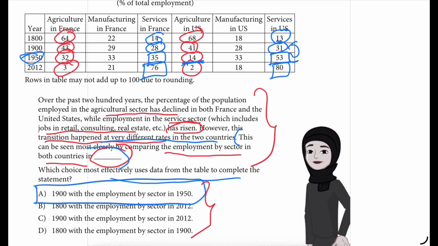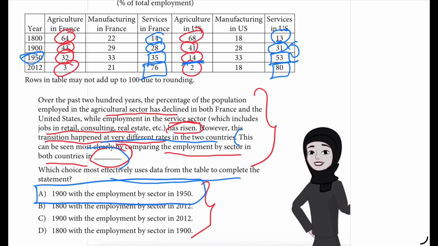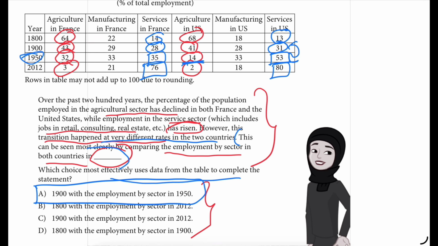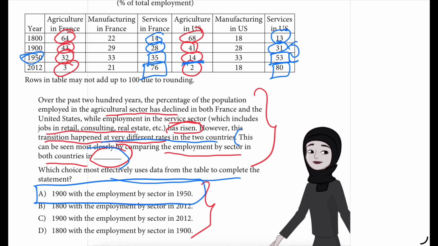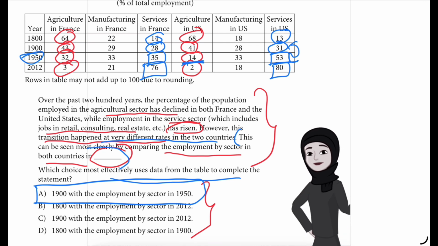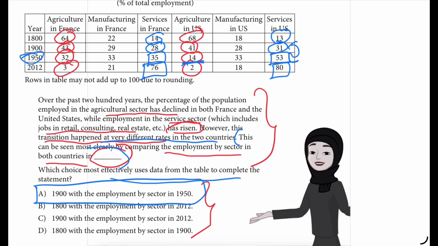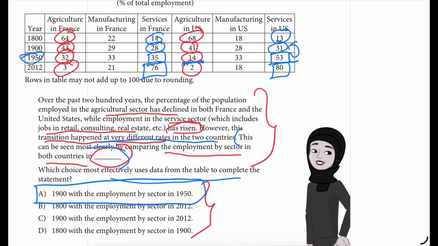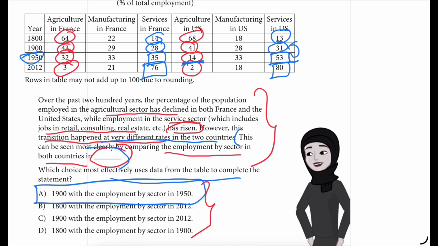Choice A is the best answer because it presents data from the table that most effectively completes the statement about the rates at which employment shifted in France and the United States. The text states that over the last 200 years, employment in the agricultural sector has declined, while employment in the service sector has risen in both France and the US. And the data from the table reflect these trends. The text asserts, however, that the transition from agriculture to services happened at different rates in the two countries. So, this assertion is best supported by the comparison of data from 1900 and 1950.